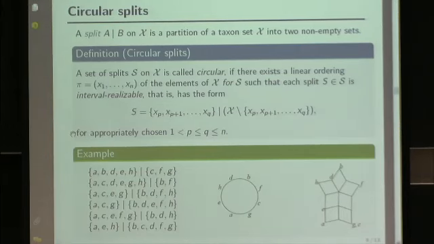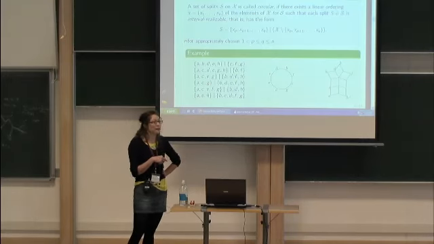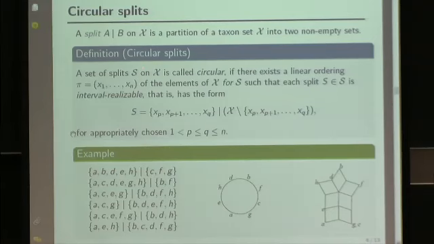So I will have to introduce other concepts before giving you the algorithm that we propose for this problem. We know that a split is a partition of the taxon set into non-empty sets, and we already saw circular splits in the presentation of Philippe. We have a set of splits, and we say that they are circular. Informally, we can just put the taxa on a cycle, and then the intervals on this cycle are the splits. So we say that this is interval realizable also.